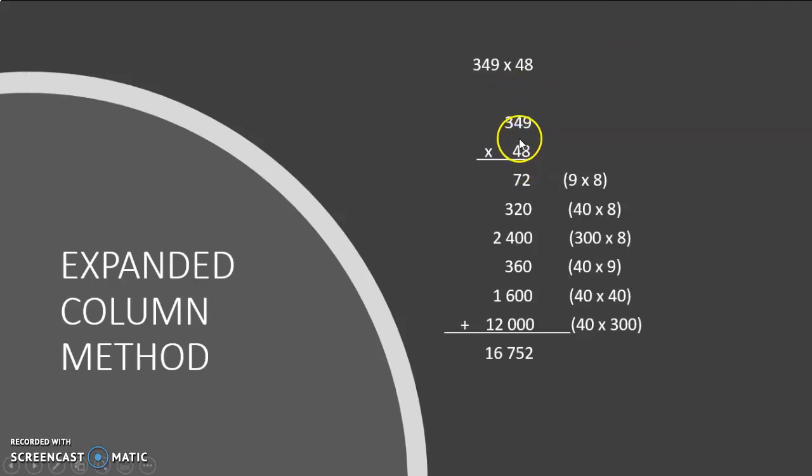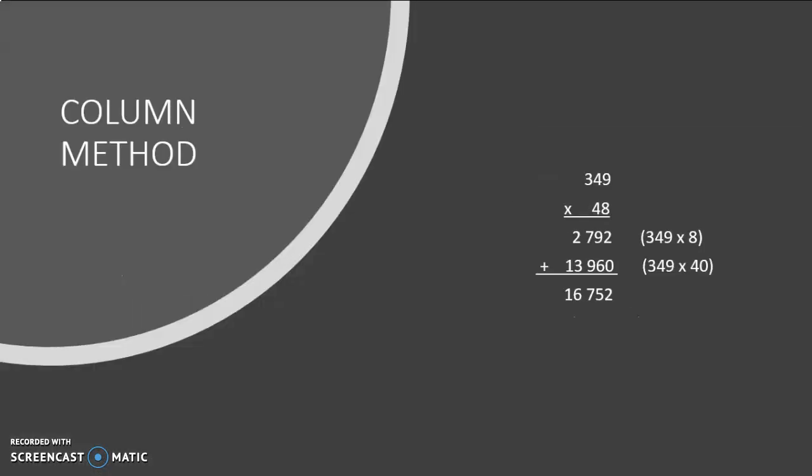Then I start multiplying with the 4. But it is not 4, it is 40 because it's in the 10 place value. 40 times 9 will give me 360. 40 times 40 gives me 1,600. And 300 times 40 will give me 12,000. And then I add all these up. And once again, my answer is 16,752.